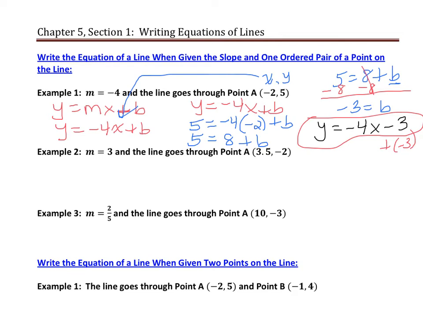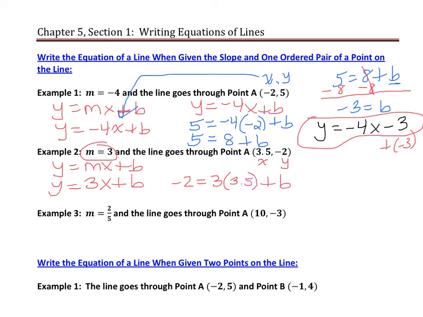Example 2, we have a slope of 3, and it goes through this point A. So start again, y equals mx plus b, and put in what we know. We know the slope is 3, so we're going to swap out m and put in its value here. Now we have to solve for the y-intercept. Well, here, this is y and this is x. We're going to substitute them in. So -2 is in for y, 3 times 3.5 in for x, and we are going to solve for b.